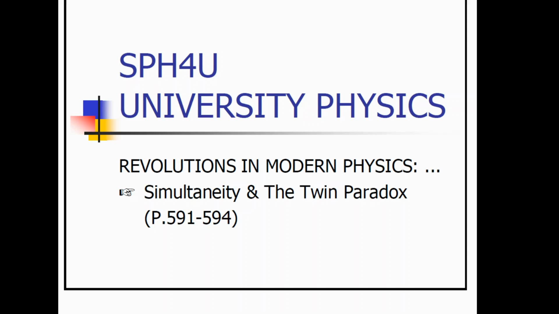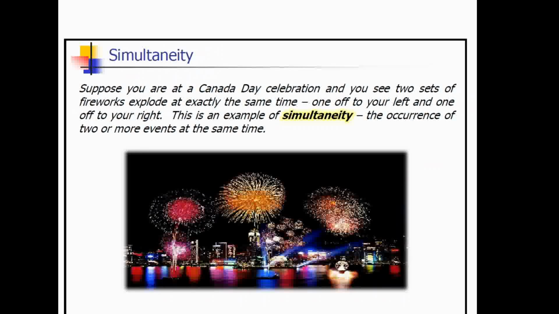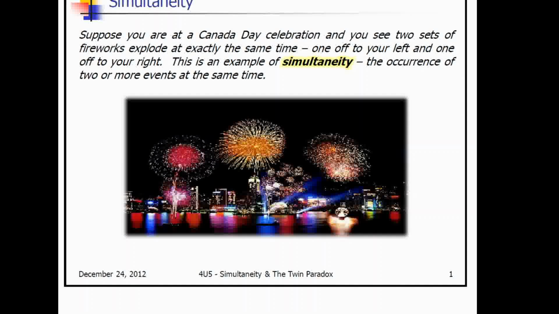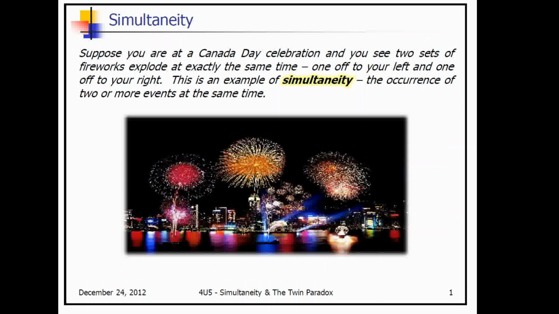So the next lecture in this unit is on simultaneity and the twin paradox. This is section 11.3 from your textbook, starting at page 591, where we start talking about the relativity of simultaneity. This is a little bit of a hard concept for some students, so I'll try to explain this slowly. First I'll read this slide and then I'll discuss.